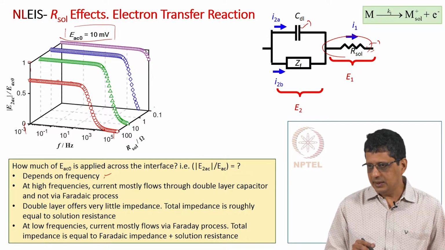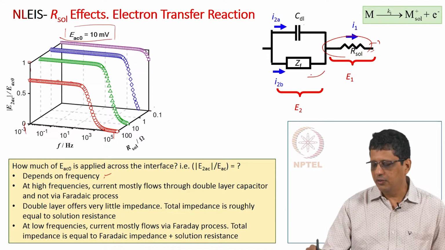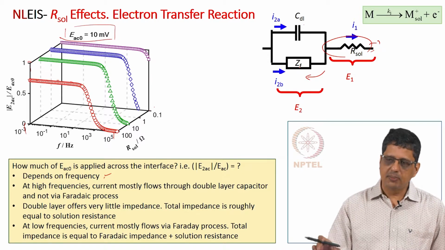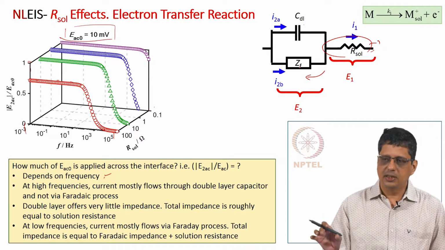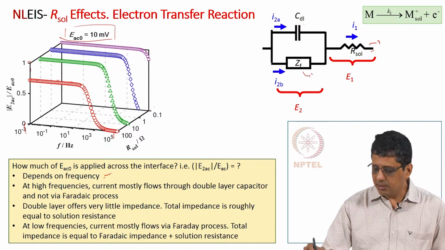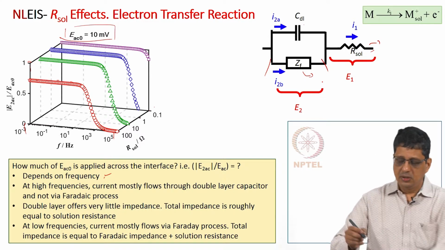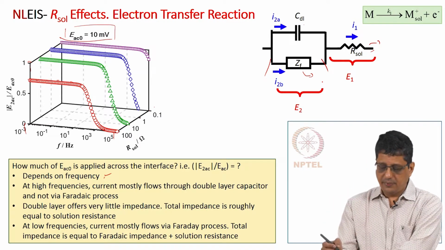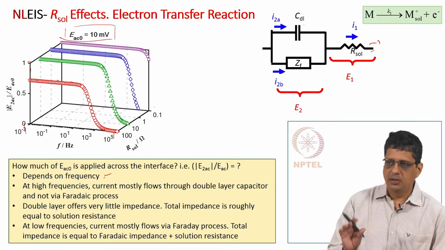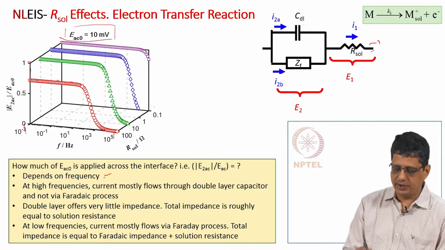When you go to low frequencies, this double layer capacitance offers very large impedance. So, most of the current will flow through this Faradaic process. For the Faradaic process, of course, the impedance value depends on the kinetic parameters, depends on the mechanism, depends on the DC potential, DC bias. And when this is comparable or larger than this, you would see most of the potential drop occurs across the interface. So, that is why at low frequencies, more of this applied potential falls across the interface. At high frequencies, it mostly falls across the solution.